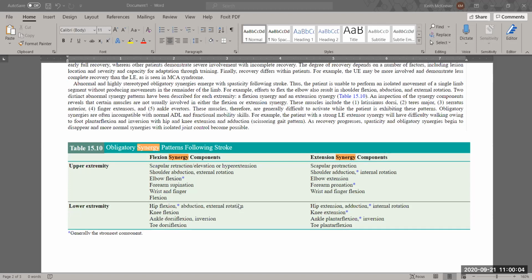And then if you look over at extension synergy, shoulder adduction is most common, forearm pronation, and then hip adduction, knee extension and ankle plantar flexion. So you're going to want to position me so that you get me out of those patterns.